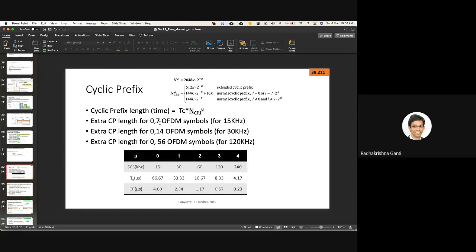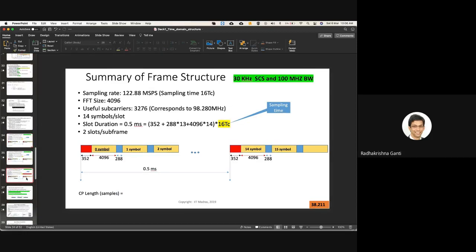So we say that cyclic prefix length for 0.7 OFDM, for 15 kilohertz, it's 0th in the 7th, which is the 0.5 millisecond boundary. 0.14 for 30 kilohertz, which is again the 0.5 millisecond boundary. 0.56 for 120 kilohertz. They have some extra CP length. All others have different CP lengths. Okay. That's what we have learned till now.